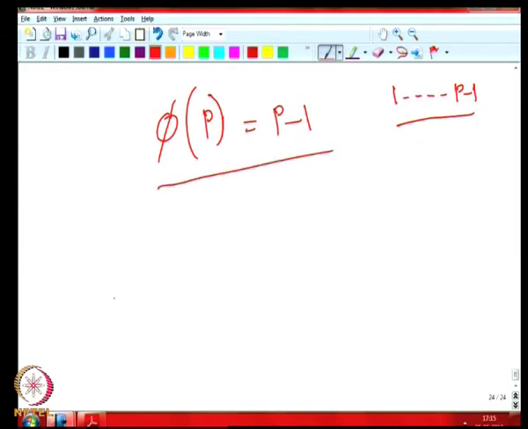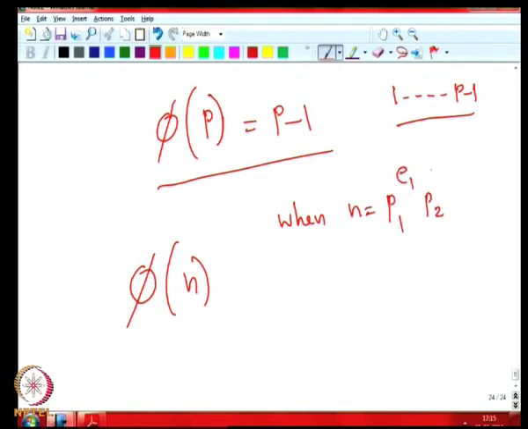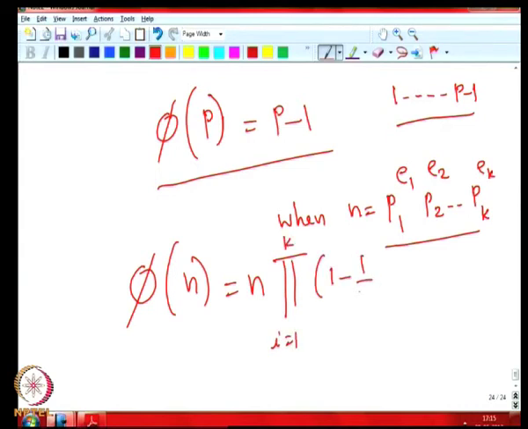And now we want to derive a general formula for phi of n when n equals p1 raised to e1, p2 raised to e2, up to pk raised to ek. This is what we want. We will show that this is equal to n times the product for i equal to 1 to k of 1 minus 1 by pi.